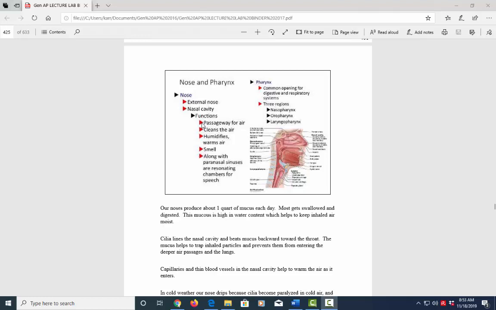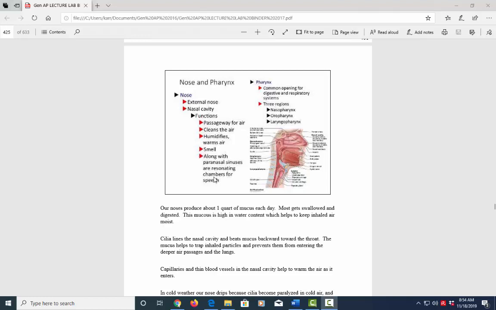So when we look at other functions, air comes in through the nose. There are chemicals in the nasal mucous membrane that help to clean the air by trapping debris in the mucus. There's cilia in the nasal cavity that take that mucus with the trapped debris and move it backward toward the throat to be swallowed and enter the digestive tract. The mucus in the nasal cavity also has a high amount of water, so that helps to moisten and humidify the air that we breathe in so it doesn't damage the delicate alveoli in the lungs.